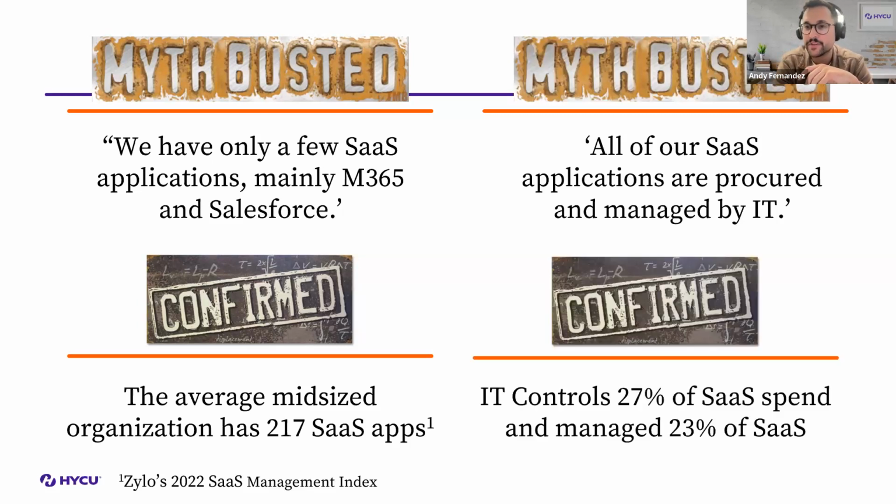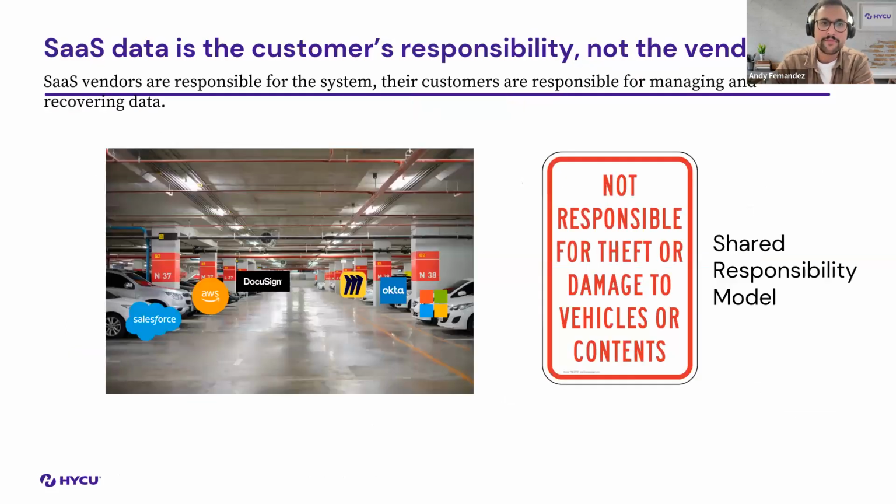But that's also busted. In that same survey, with that same sample size of 10,000, they found that IT controls 27% of SaaS spend and manages 23% of it. Think of that. Nearly only a third of the applications that are critical, that are being used in an organization, are actually controlled for and paid for by IT. So what we're looking at here is a moment of reckoning in the industry where organizations have vastly underestimated how many SaaS apps they have, first of all, and then who's actually controlling and managing those SaaS apps. But why does that matter?